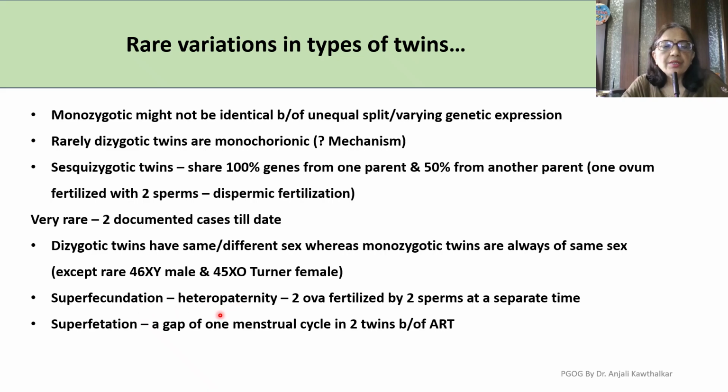Superfecundation is when there is heteropaternity, that is, fertilization by two separate sperms from two separate individuals, where two ova are fertilized by two sperms at separate times. Superfetation is when there is a gap of one menstrual cycle between the two implantations of the twins, and it is mostly because of assisted reproductive technology.